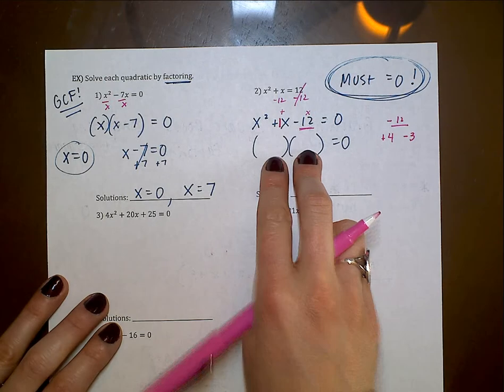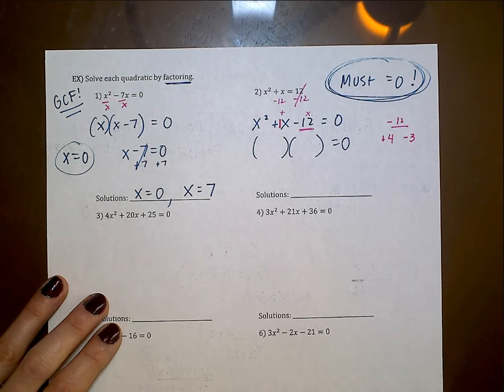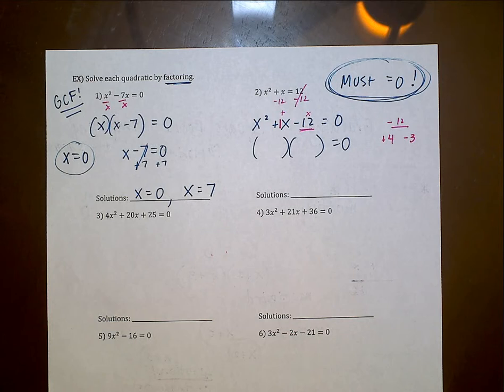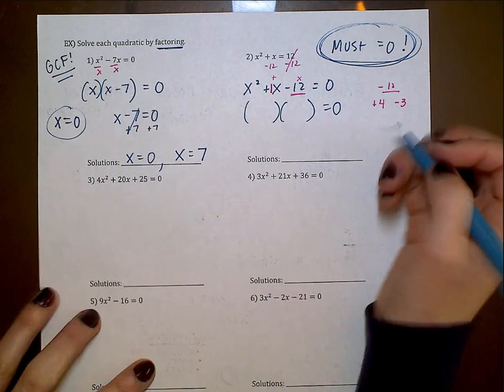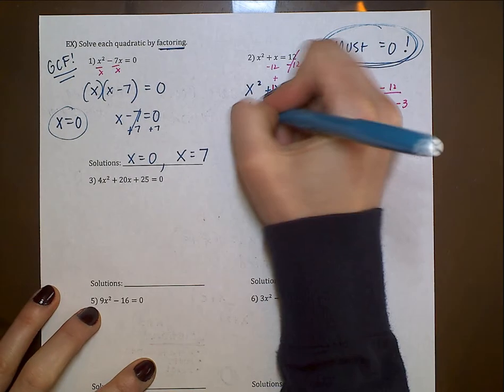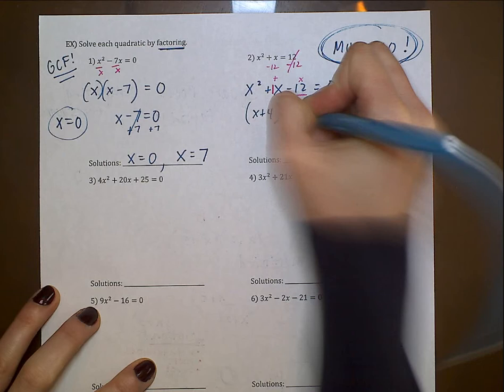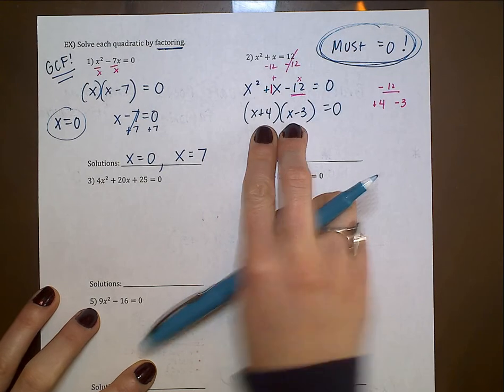I'm not assuming that everybody remembers everything about factoring, but if you struggle with this skill and need extra help, you got to ask in class. Okay? Once you find the two numbers, plug them into your parentheses here, use the zero product property.